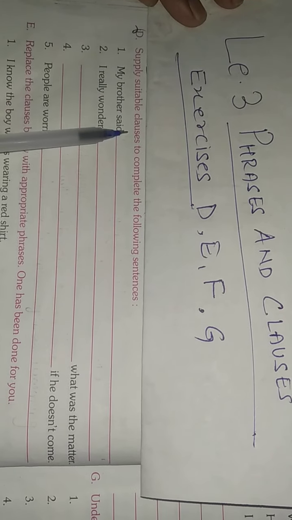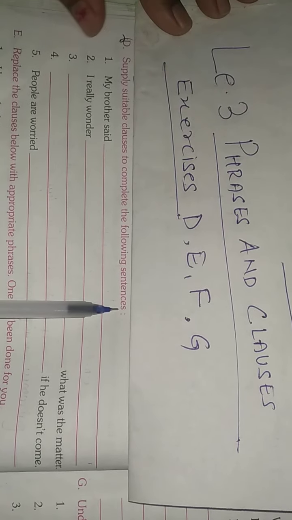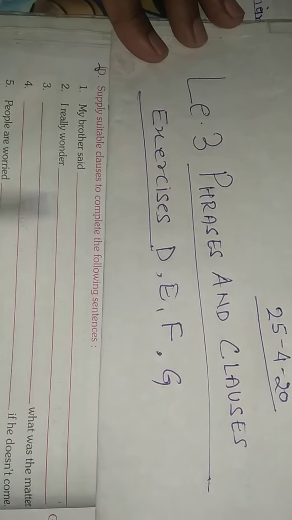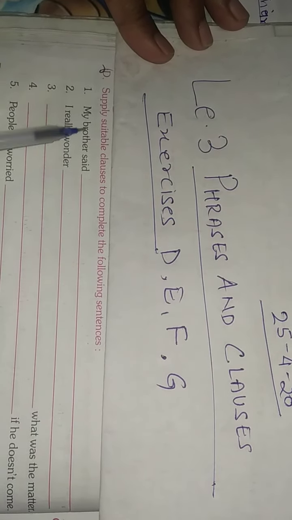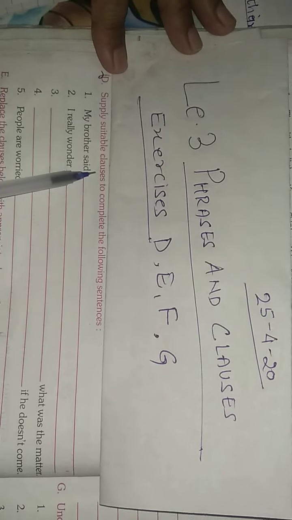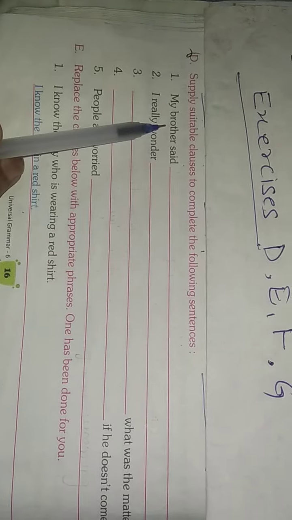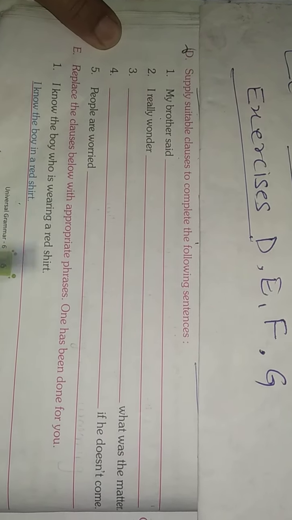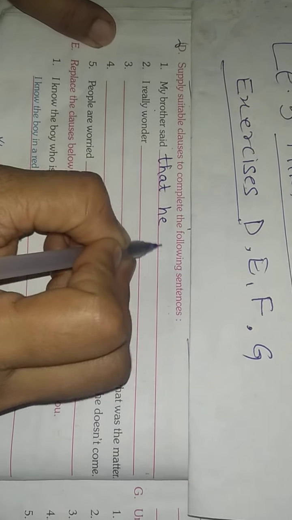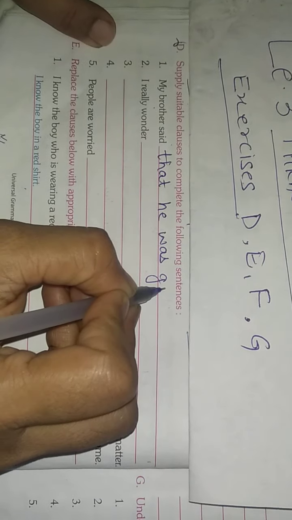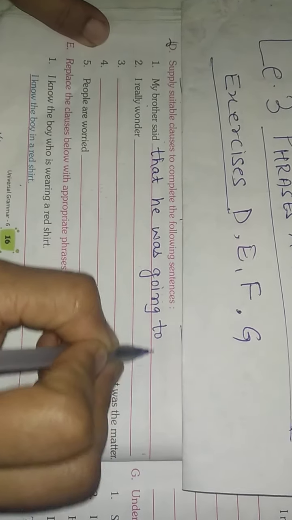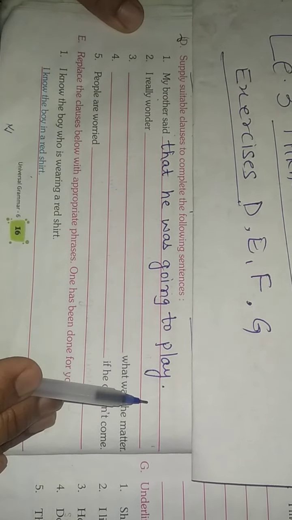Supply suitable clauses to complete the following sentences. In this exercise, we have to complete these sentences with the help of suitable clauses. Come to sentence number 1. My brother said, so you have to add the proper clause: that he was going to play. Now it is the clause and the sentence is completed.